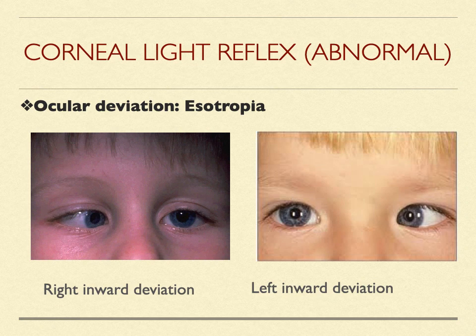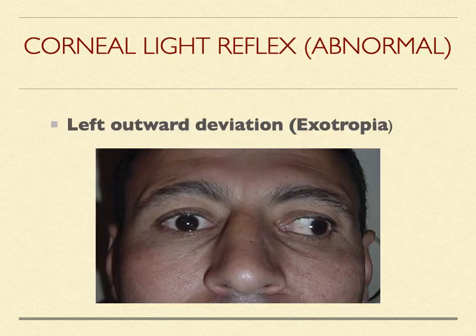Let's have examples. This is ocular deviation, or what we call inward deviation, right inward deviation of the patient on the right side, and left inward deviation of the patient on the left side, and this is what we call esotropia. So the light reflex can be seen at the temporal edge of the pupil, which means that the eye is deviated inward. As we said, if it's on the temporal edge, the eye is going nasal. If it's in the nasal edge, the eye is going temporal.